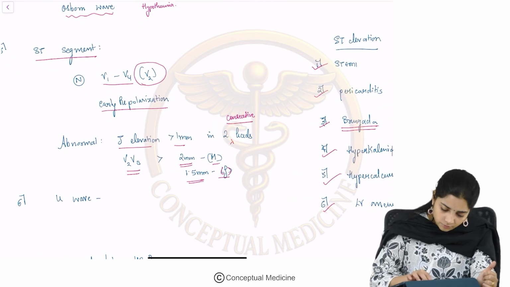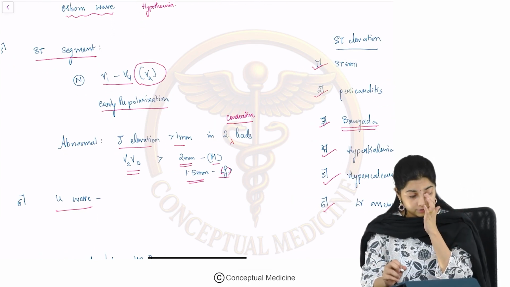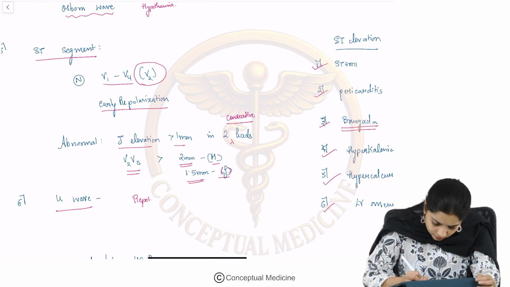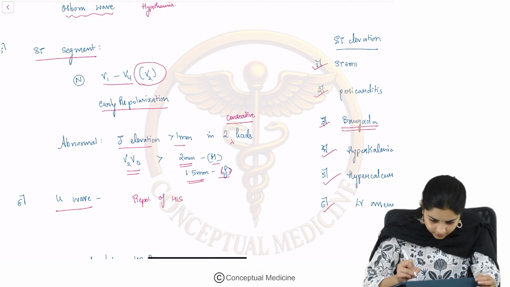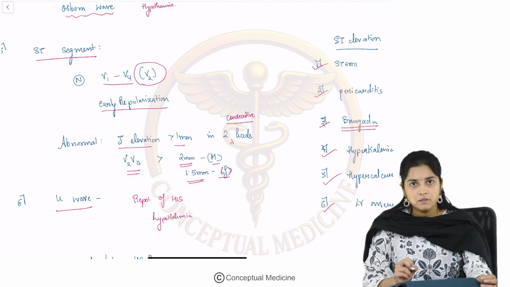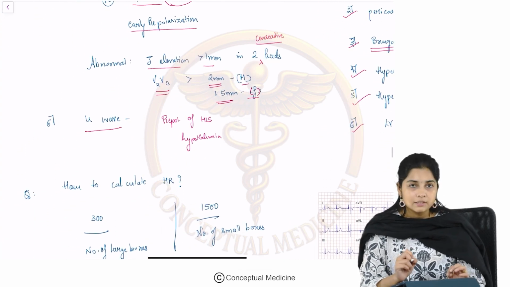Now let us understand what is the U wave. We have already looked at it in our discussion of the basic ECG. The U wave occurs due to repolarization of the bundle of His, and it is seen in hypokalemia. Okay, fine. Now let us look at the next important aspect.